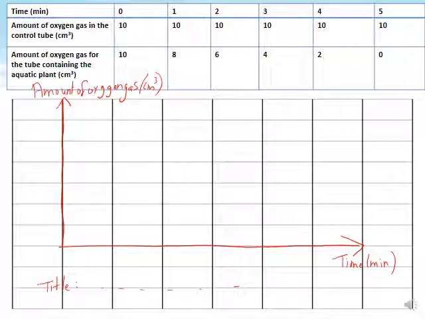Here we have 2 lines, so we have to draw 2 graphs on the same graph. We have to plot them, 2 curves on the same graph. So first of all, this is 0. Let's start with the scale. Scale, we have to move one by one. So this is 1, this is 2, this is 3, this is 4, and this is 5 minutes. So here, don't forget the scale.